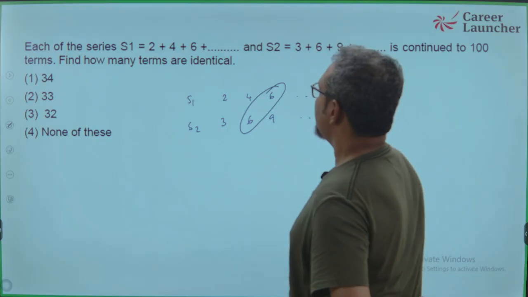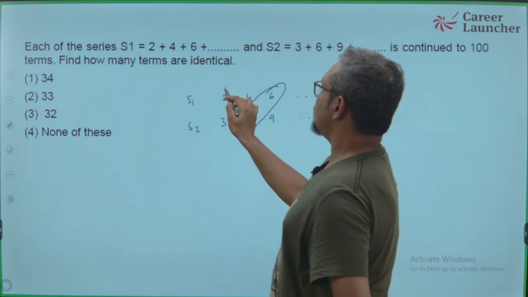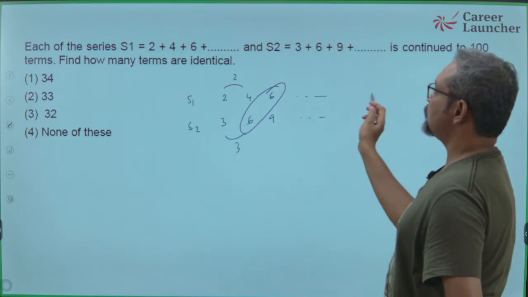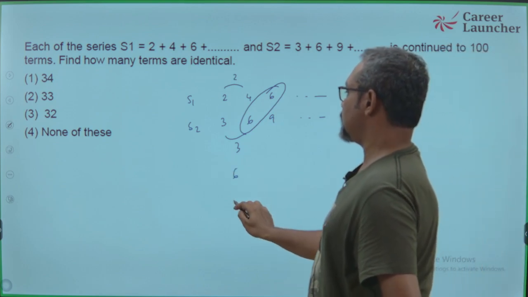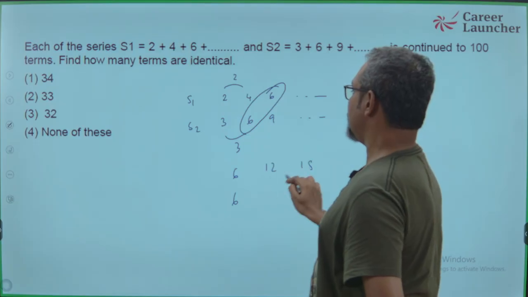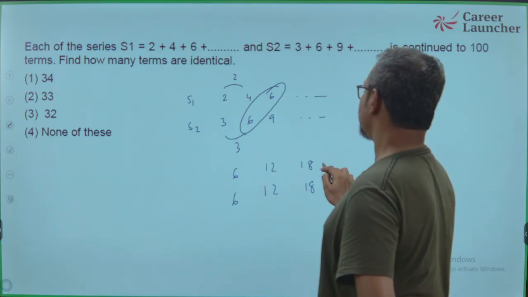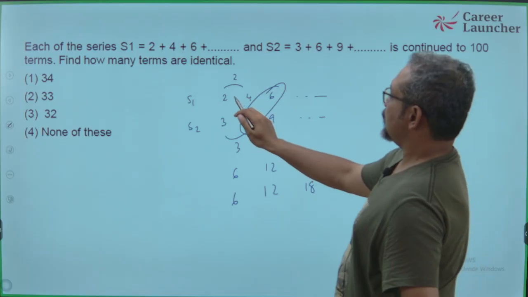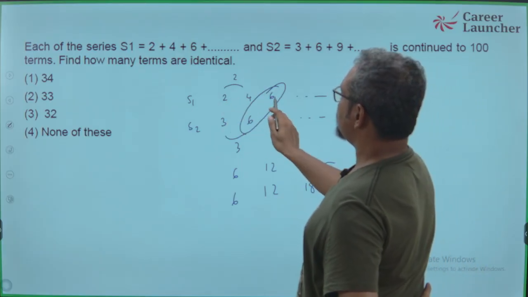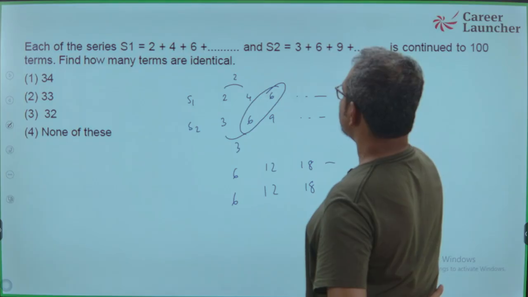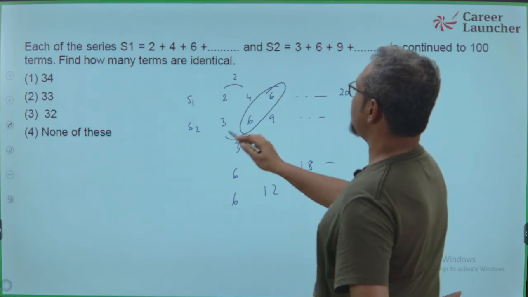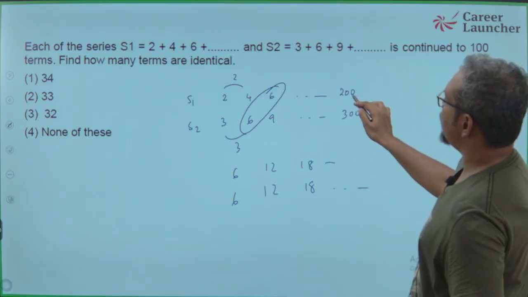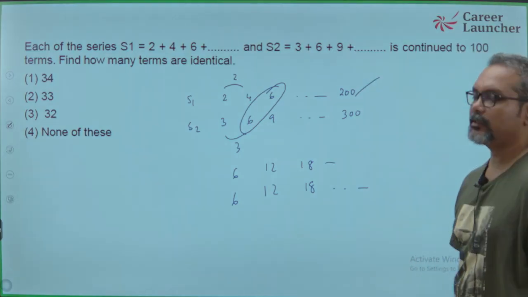6. And the common terms, here the gap is 2, here the gap is 3. So the LCM of 2 and 3 is 6. So this will continue in gaps of 6. So the common terms will be 6, then 12, then 18, like that in the two terms. Now, if they are continuing till 100 terms, clearly this is very easy. 2 times 1, 2 times 2, 2 times 3. This will continue till 2 times 100. This will continue till 3 times 100. 3 times 1, 3 times 2, 3 times 3, 3 times 100. So obviously the common terms will end at 200. Anything which crosses 200 will not be common.